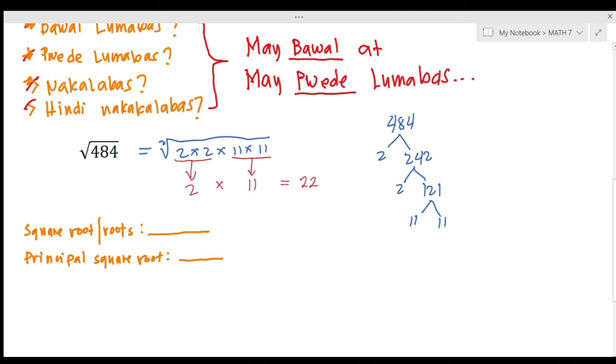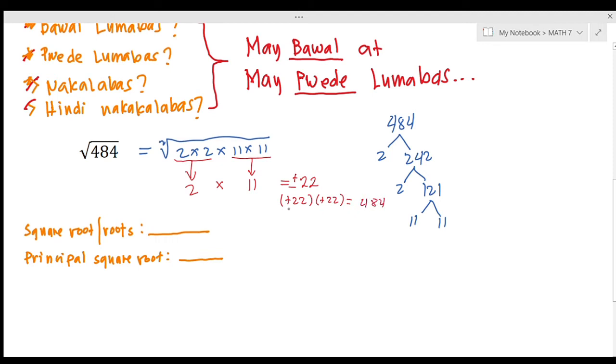Now, since we are dealing with the square root of 484, the result, or the roots, of this 484 is the positive and the negative 22. Because positive 22 times positive 22 gives 484.